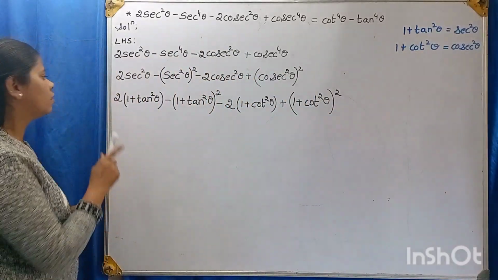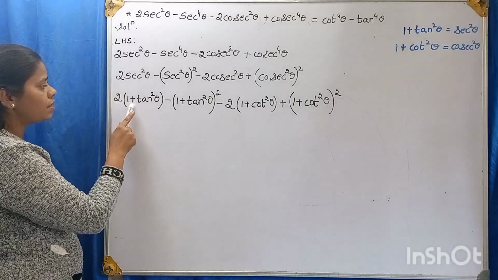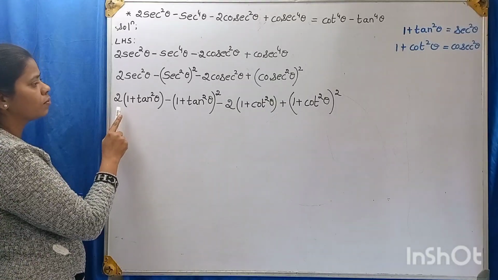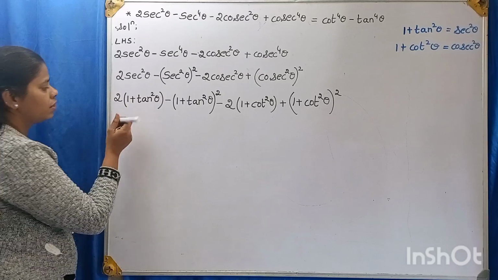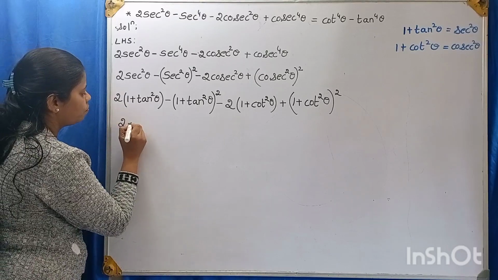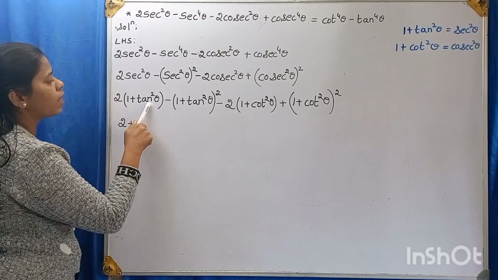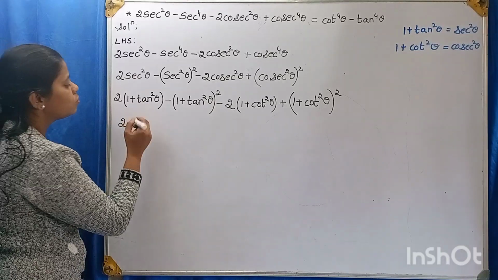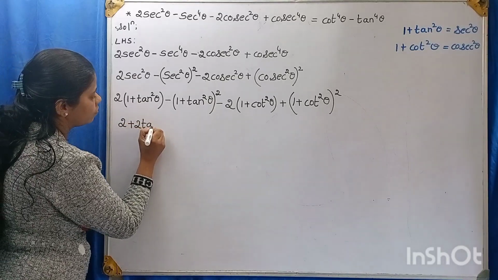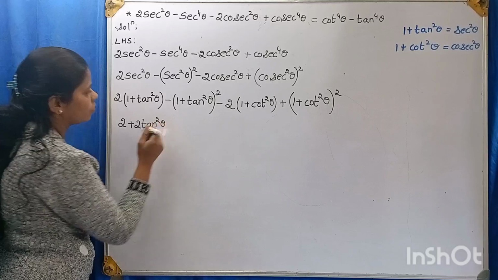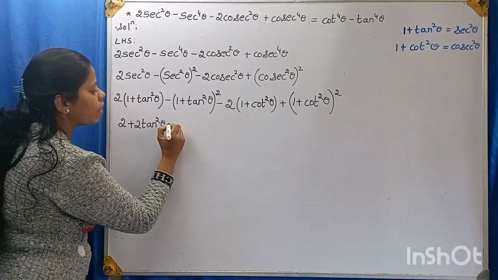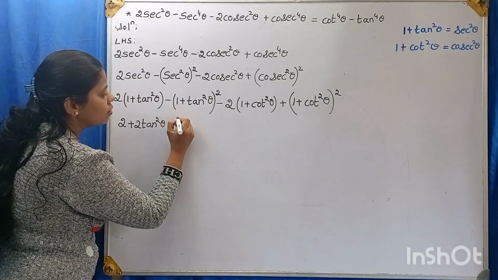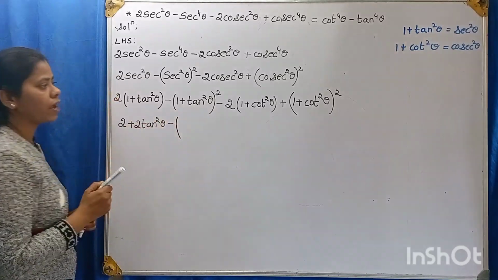Now, multiply this one. 2 into 1 is what? 2. Plus 2 into tan²θ is what? 2 tan²θ. For this minus, let me write the minus. Now, let me write the bracket.